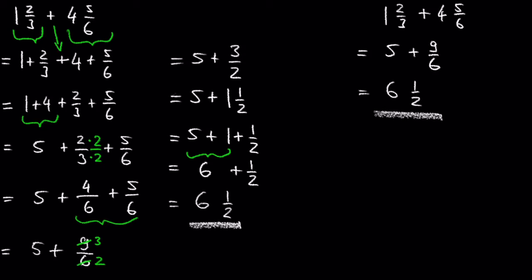Now, let's solve this problem in a different way. As you can see, we started this problem by keeping our whole numbers first. Let's try it by converting our mixed numbers first into improper fractions. The second step will be to add the improper fractions, and the third step will be to convert the sum of the improper fractions back to a mixed number.